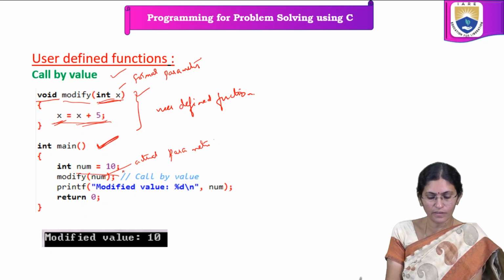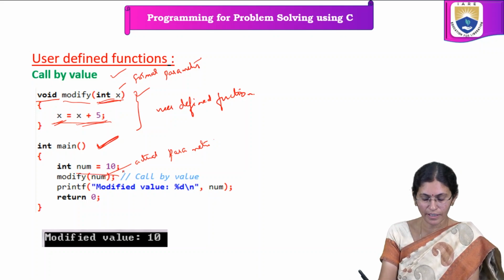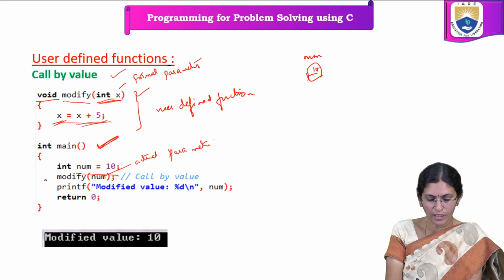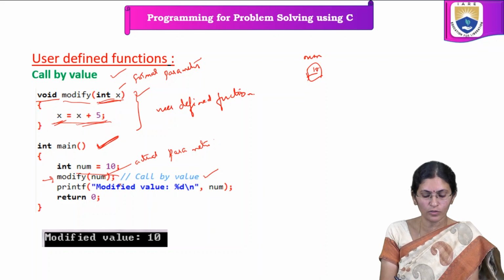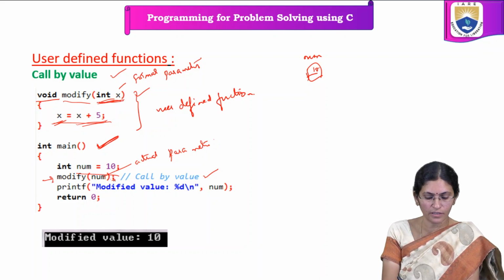So num is a variable. It is declared and initialized to the value 10. So num is equal to 10 in the main function. Then after that, this statement will be executed: modify num. So this is a calling function. This is the way we call. Based upon how the parameters are passed from the calling function to the called function, here this is the calling function and this one is the called function.